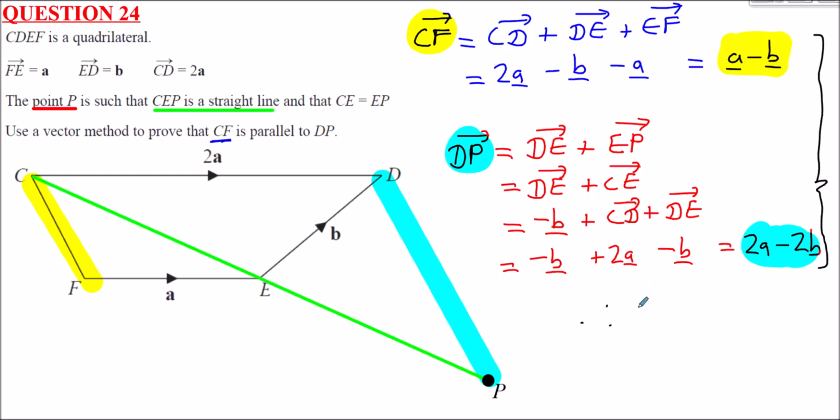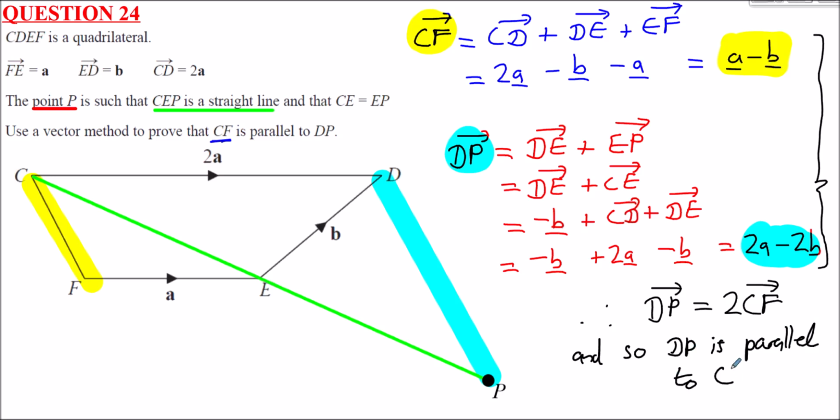So in other words, CF is a multiple of, sorry, DP, my mistake. D to P is a multiple of CF. D to P is double CF. Therefore, we've shown that one is a multiple of the other. DP is twice CF. And so we conclude DP is parallel to CF as required. So that's all we need to do for that one.